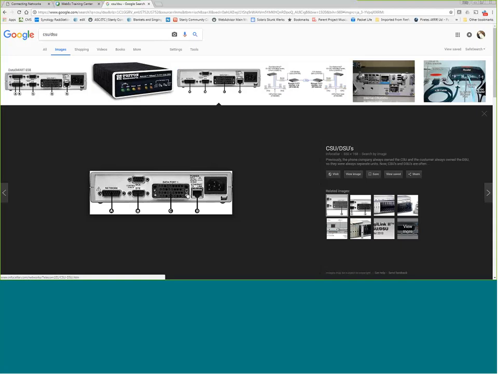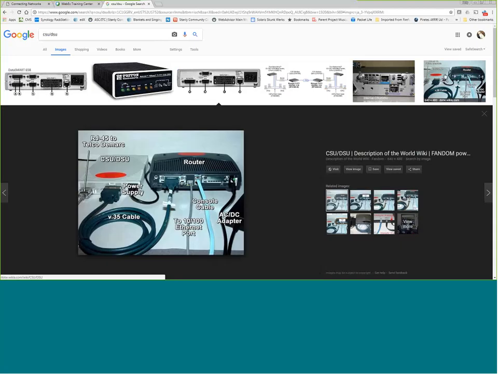And a V.35 cable would come off of this to a smart serial interface, or possibly just a DB60 connection for an older type router. Here is a great picture of it. You've got a CSU/DSU, a V.35 cable coming over to a DB60 connection on an older Cisco router.